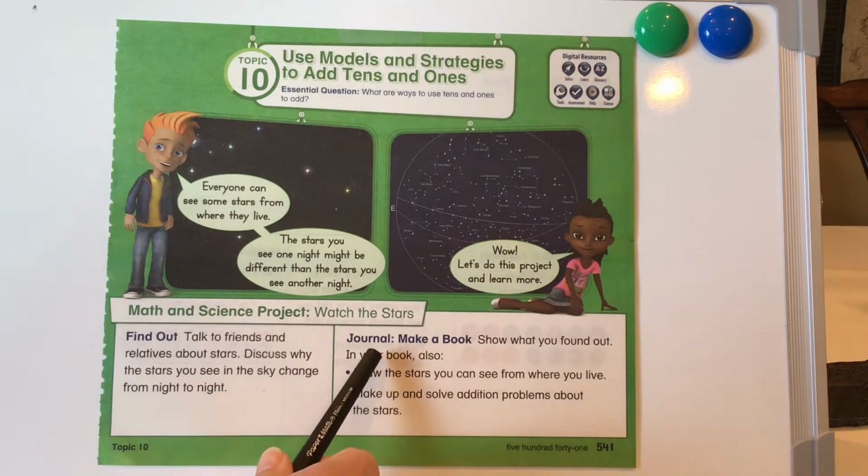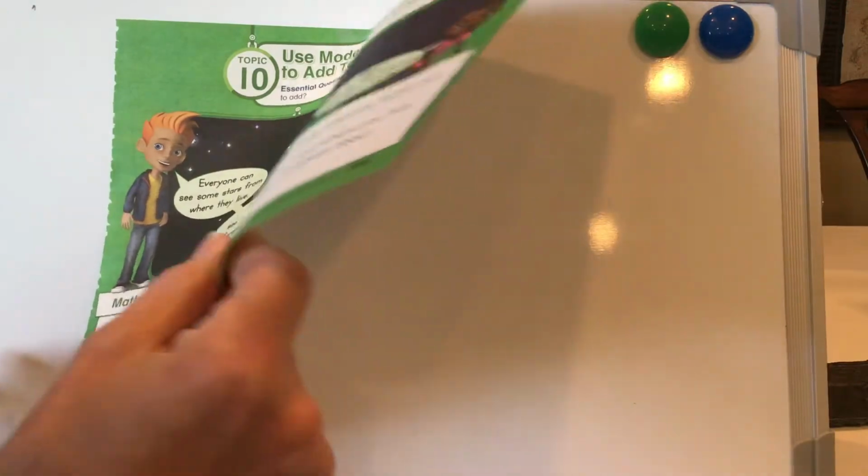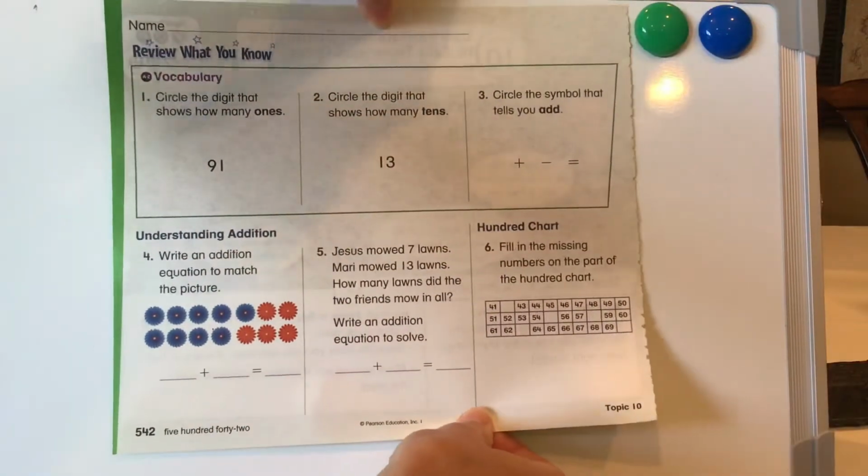So you guys can make a journal of the different stars you see, and you can make up some addition problems about stars. Maybe how many on the left side of the sky versus the right side of the sky. You can try to add them together. Or each night you can go out and count as many stars as you can and then add them together from the different days of the week.